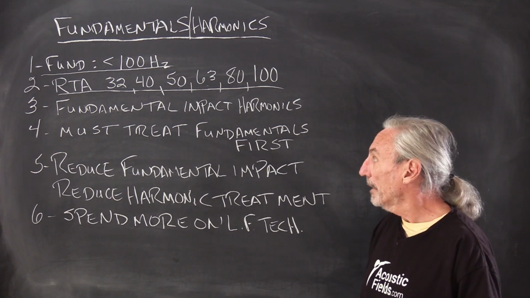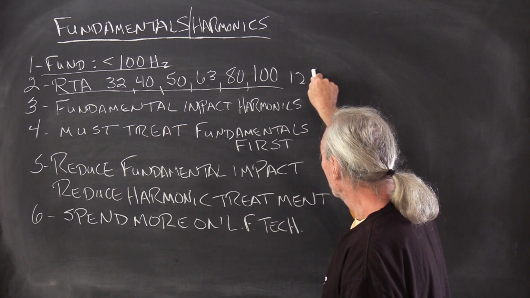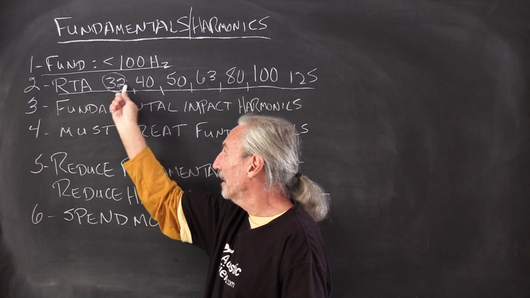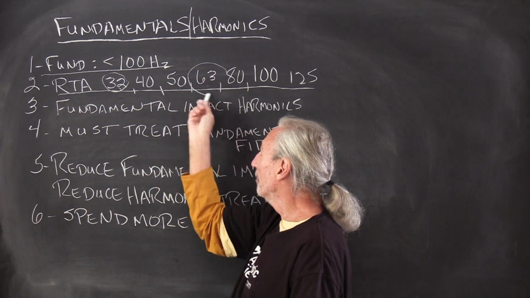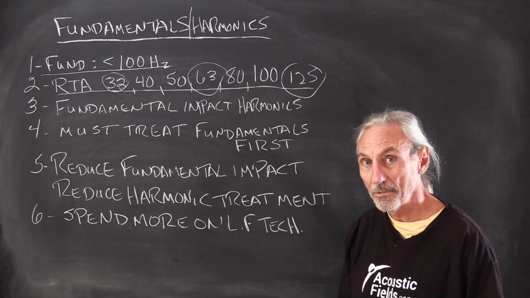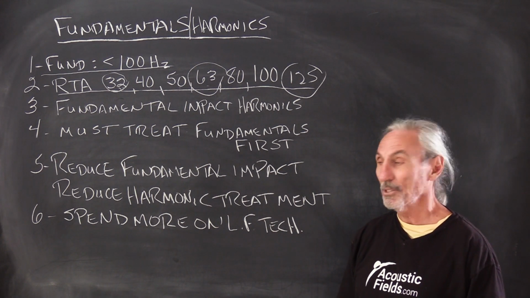Okay, now what we have to realize is that for every 32, there's a 63. For every 63, there's a 125. Because that's how you calculate the harmonic. You take the fundamental and you add itself to it. So 32 becomes 64. 64 becomes 125, etcetera. So you can see in this graphic here that all the fundamentals that are highlighted have an impact on the harmonics as you move up the frequency response curve.